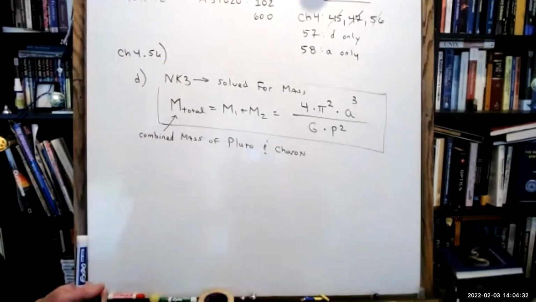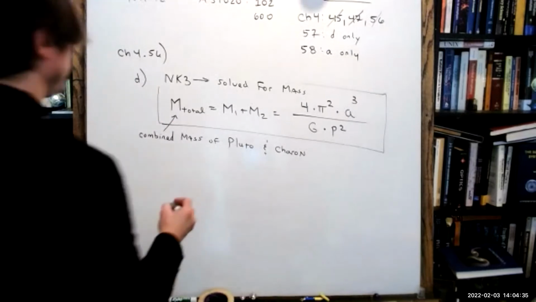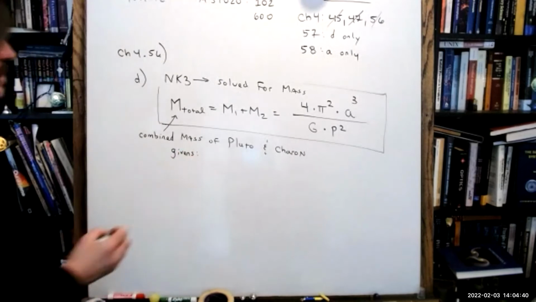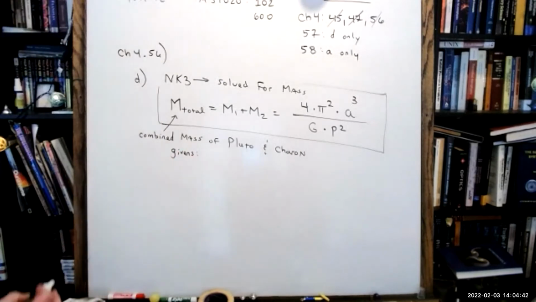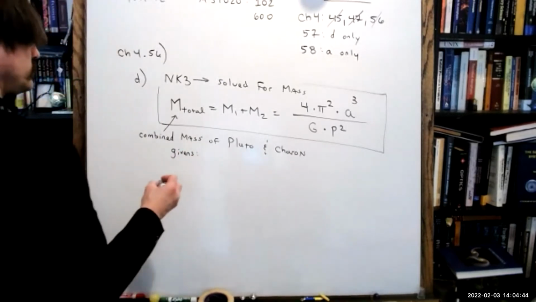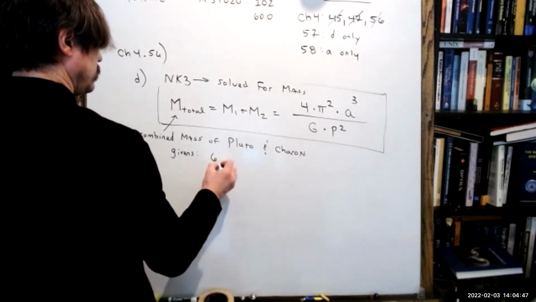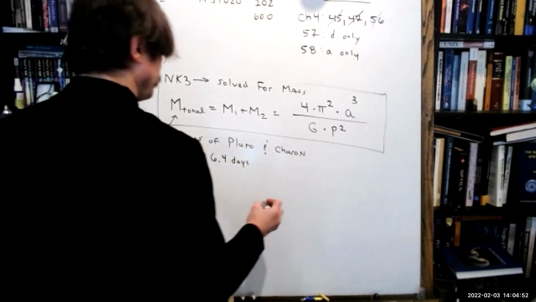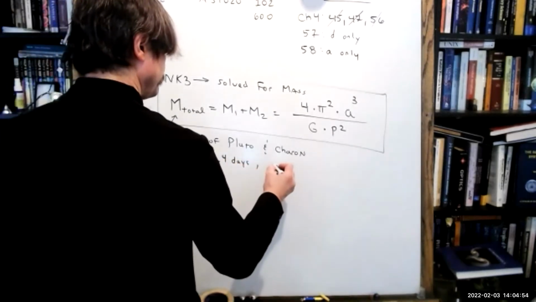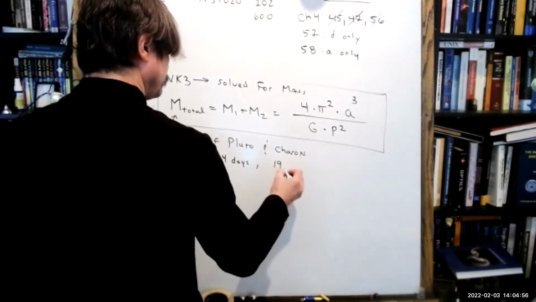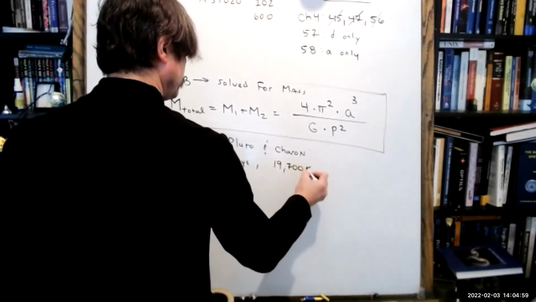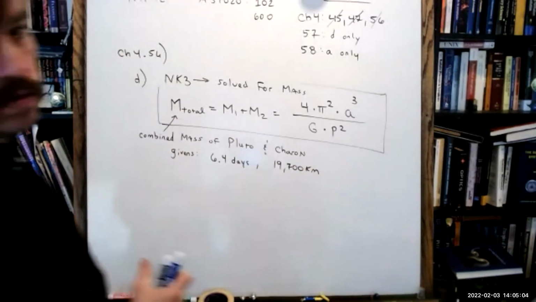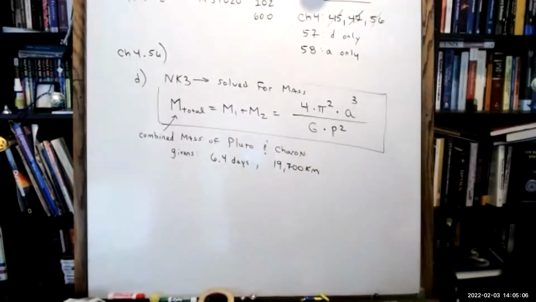And now I'll ask Emma, what are the givens here? From the fact that Charon orbits Pluto every 6.4 days with a semi-major axis of 19,700 kilometers. All right. Any thoughts about how we should start this thing?